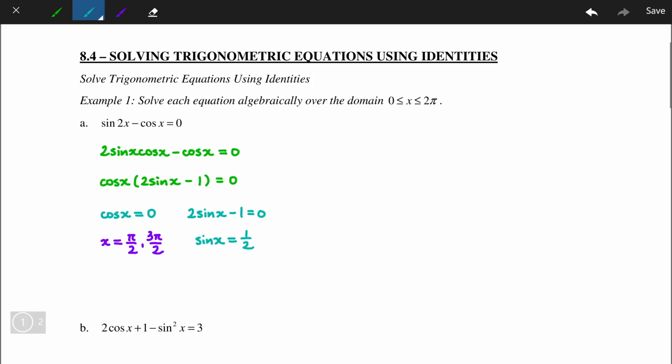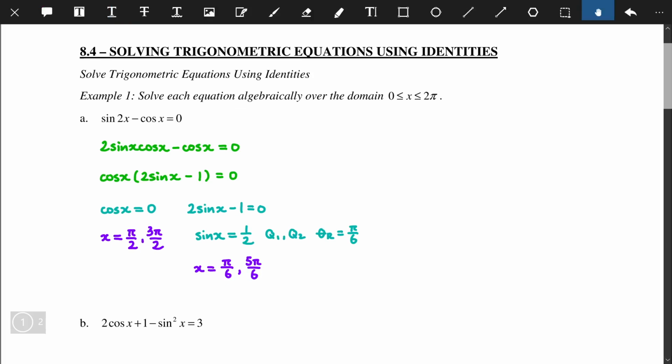And we know that sine x is positive in quadrant number 1 and also in quadrant number 2, and that the reference angle is pi over 6. So from there, we can determine that x is going to be equal to first pi over 6 in quadrant number 1, and also pi minus pi over 6, so 5 pi over 6 in quadrant number 2. Okay, let's move on to the second one.